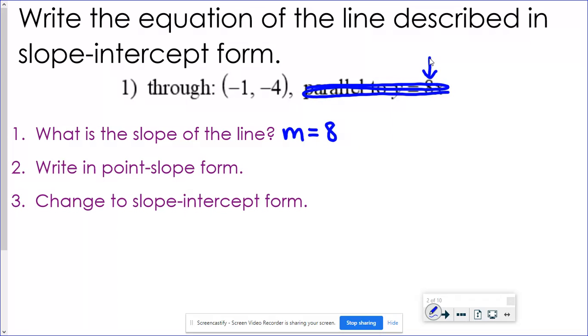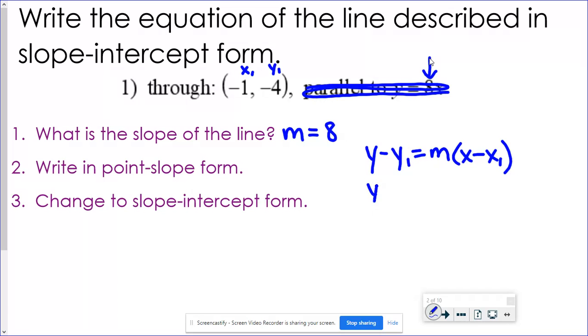Now that I know my slope and I know my point, remember here's my x and here's my y, and I can even put ones in there. I'm going to write this equation. Now that I have a point and a slope, I'm going to write point-slope form. Point-slope form, remember, looks like this. Y minus my y number equals m times x minus my x number. I'm going to put in my ordered pair and my slope to get my point-slope form.